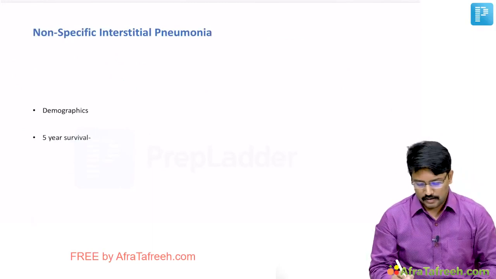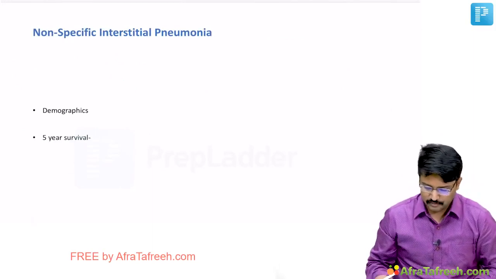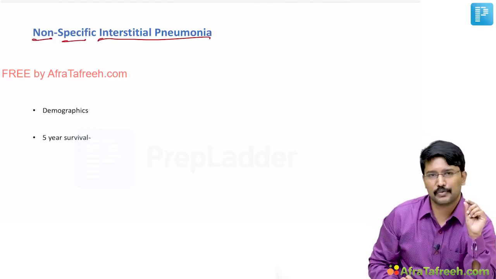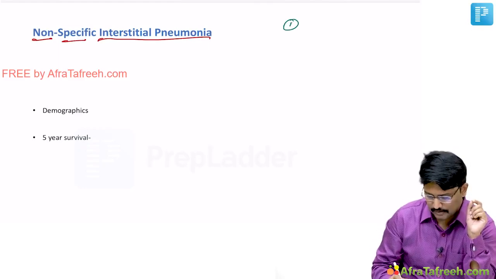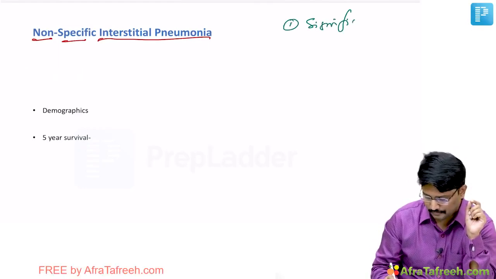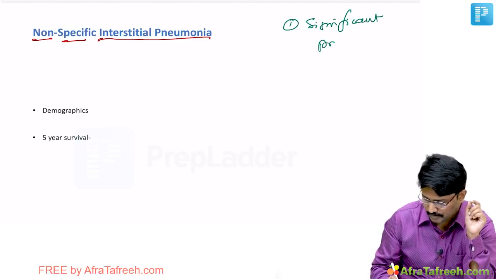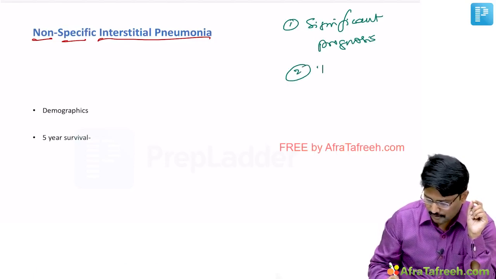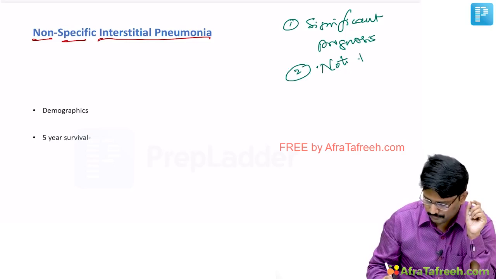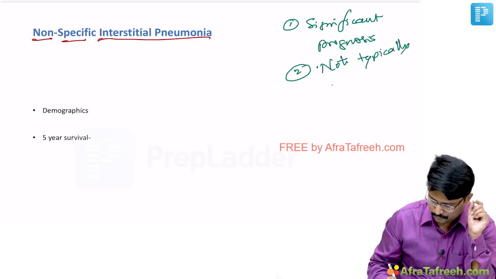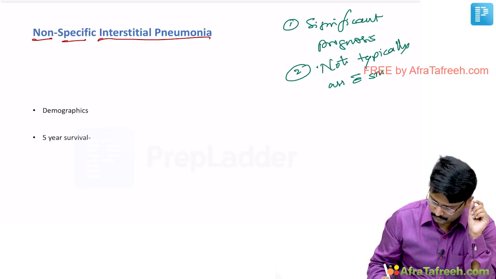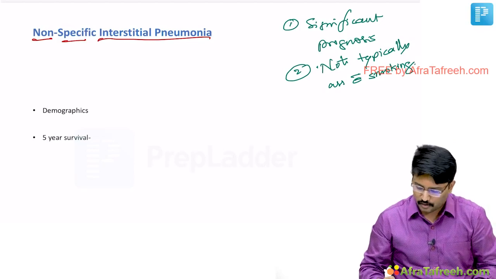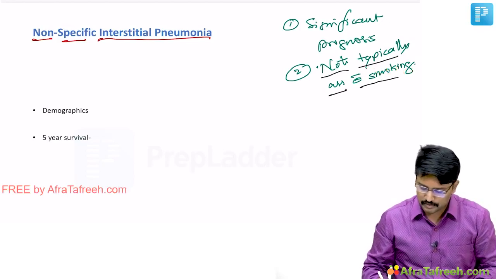Second important interstitial lung disease pattern is what we call non-specific interstitial pneumonia. In contrast to IPF, this has significantly better survival or significantly better prognosis, and this is not typically associated with smoking. Most other interstitial lung disease typically occur in those who smoke, but this is not.